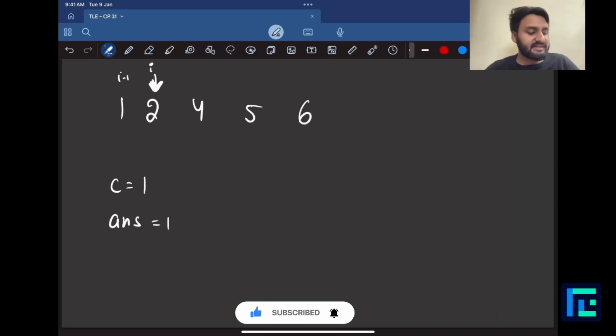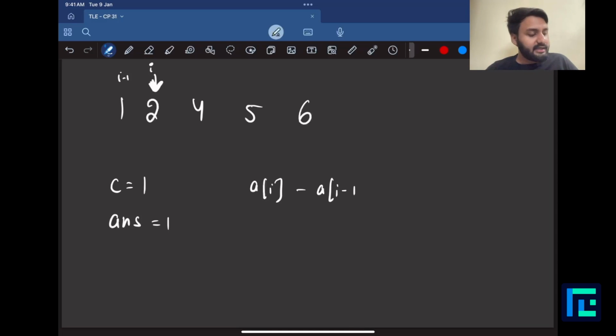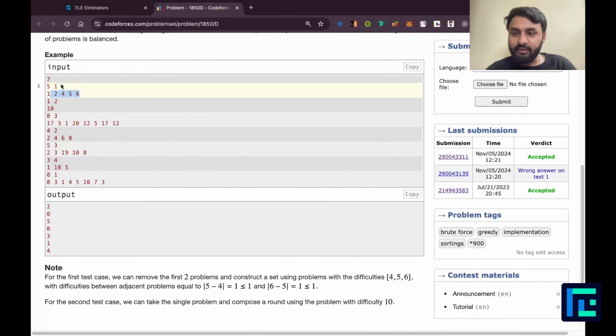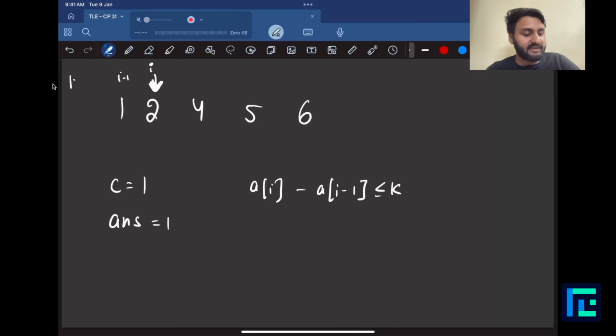So now what do I say? I say, okay, is 2 minus 1, that is A[i] minus A[i-1], is this difference less than or equal to k? Yes, it is. In this case, of course, 2 minus 1 is less than or equal to 1. In this given problem, we did not note this down, k was 1, right? So that makes sense, it is less than or equal to k. So I know I'm going to increment my counter.